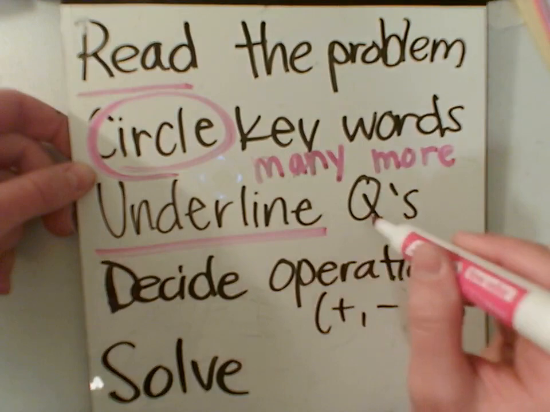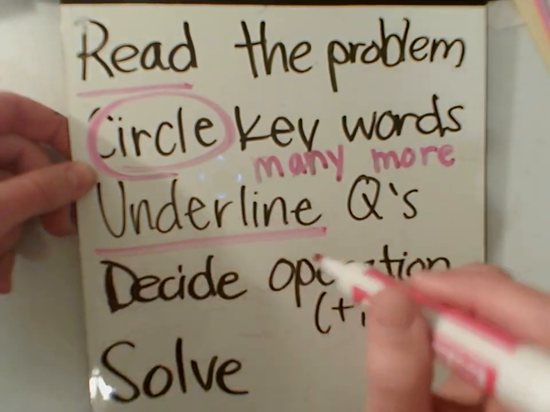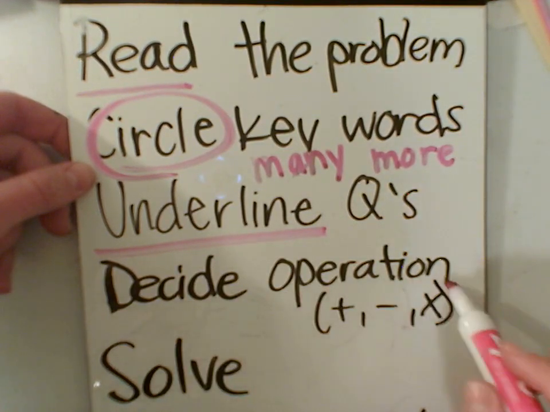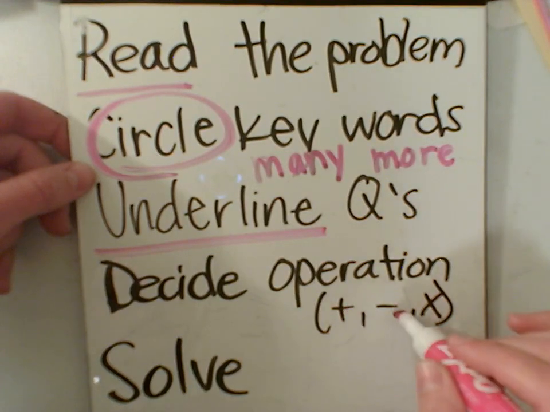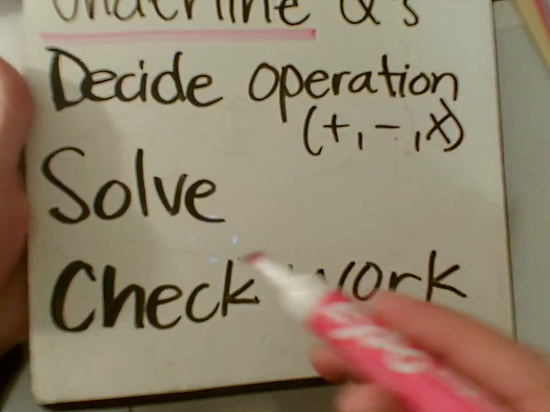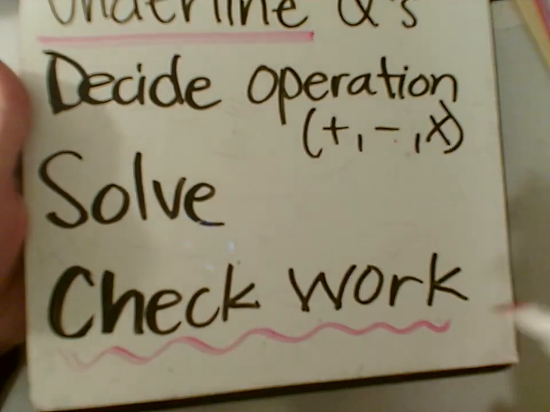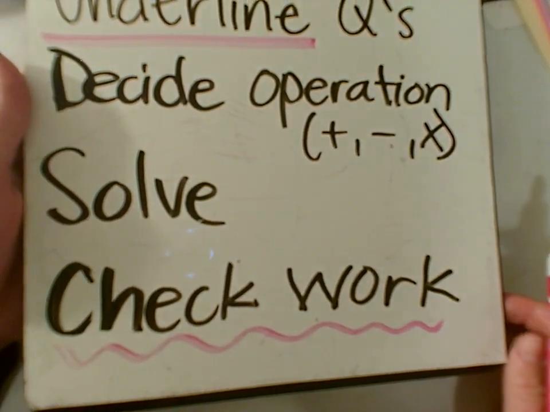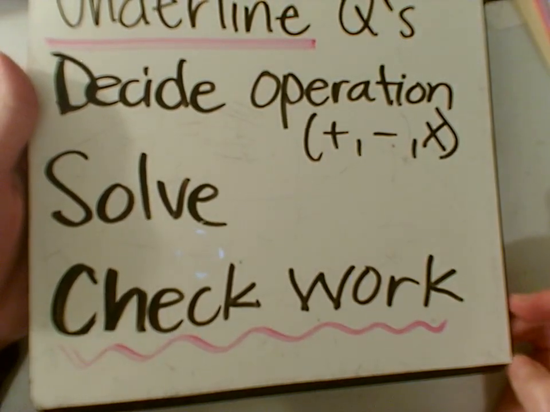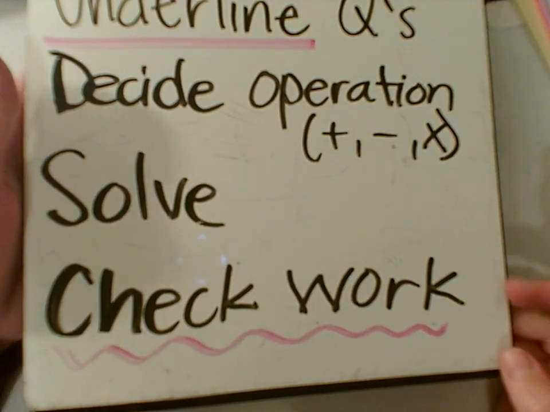Next, you can underline the questions. That way you don't have to reread the whole problem. You can just underline the question that it's asking us. Next, decide what operation. So are you going to add the numbers, subtract the numbers, maybe multiply? Then solve the problem and check your work. We always check our work because we might have made a mistake. Everybody makes mistakes. So it's good to double check just in case you accidentally did something wrong, and that's okay. I still do that all the time. I check my work.